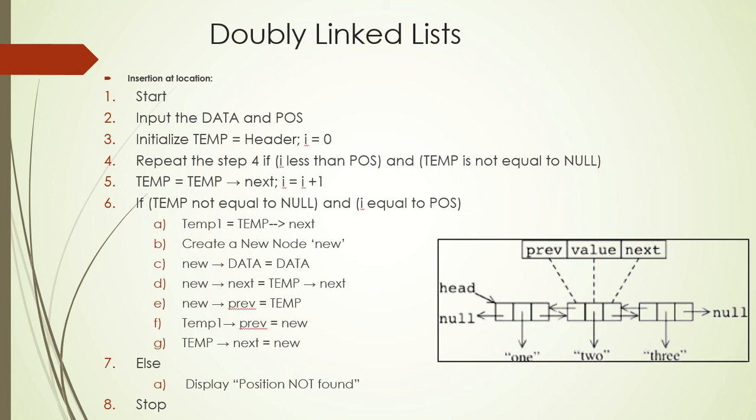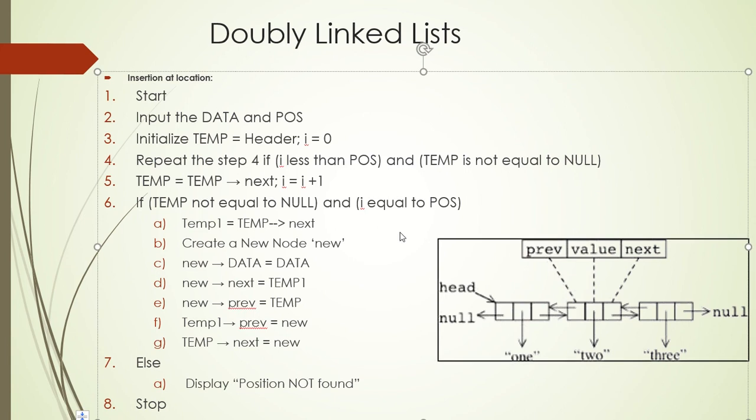Now that is written in step number 6, C to G. Okay, so let's see. Now you have created a node, you have inserted the data field, you are now going to set the next and previous field value. So the 5th node is pointed by temp, the 6th node is pointed by temp1. Okay, so what you're going to do, you're going to set the next field value. I have replaced the temp next, which was initially written there, with temp1 for your better understanding.